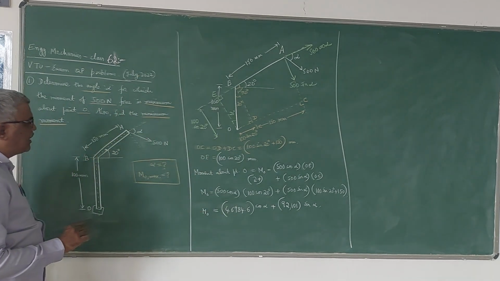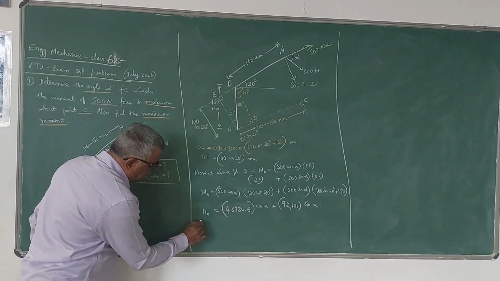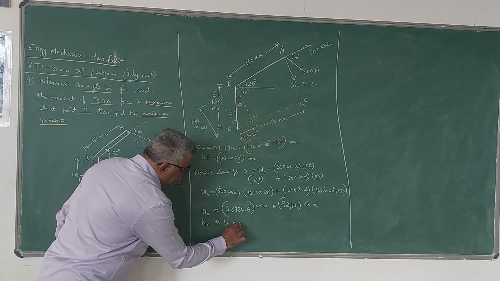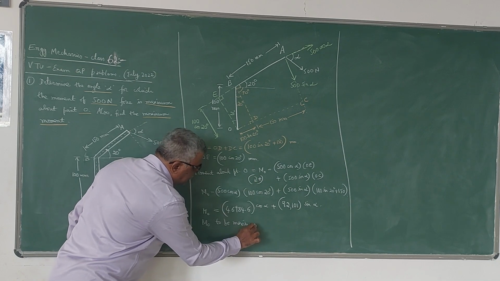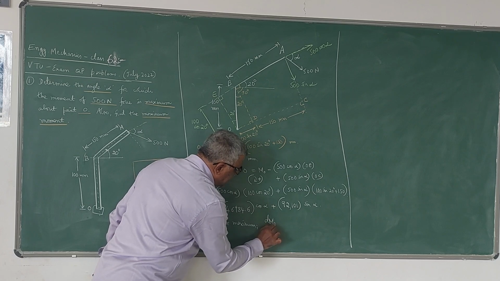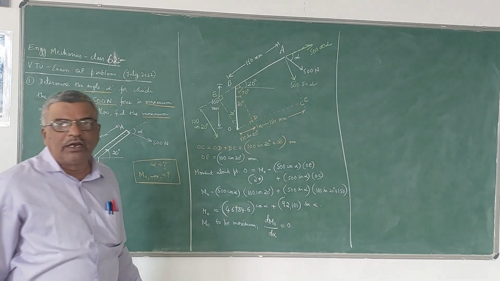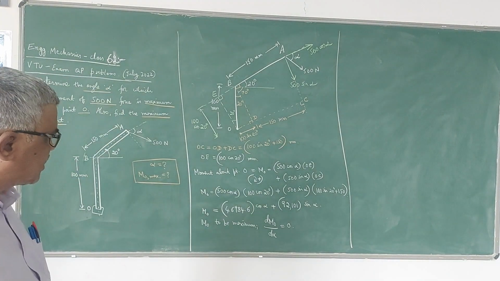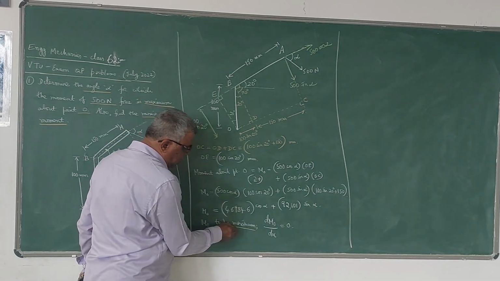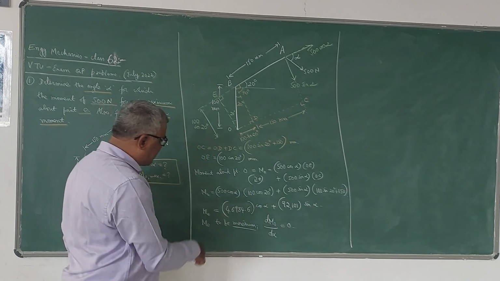Now we have to calculate the value of alpha so that this MO should be maximum. So for MO to be maximum, alpha is the variable. The condition is dMO by d alpha should be equal to 0. According to calculus, to get the maximum or minimum of a function, the first derivative should be 0. So I will take the derivative of this and equate it to 0.